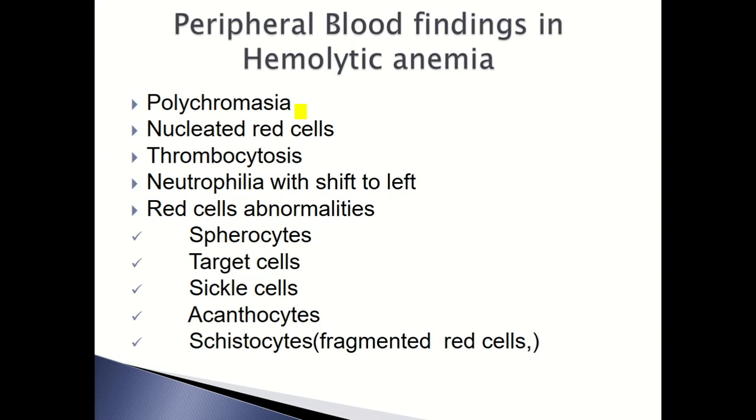Thrombocytosis, again there is increased platelet count due to reactive bone marrow hyperplasia. Neutrophilia with shift to left, and some shape abnormalities of the RBCs like spherocytes, target cells, sickle cells, acanthocytes, and fragmented red cells, that is schistocytes. So these are the abnormal blood findings in hemolytic anemia.